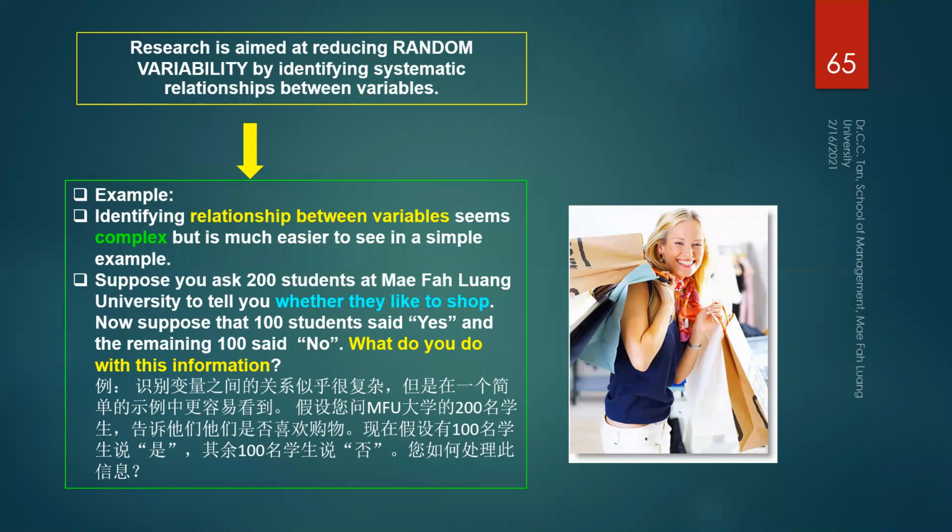So research is aimed at reducing the random variability by identifying a systematic structure. Not only the relationship, and I did not mention it here, but I have already explained it many times: it's not only identifying the systematic relationship, it must be able to tell the story. If you are able to tell the story, it means you have a good grip and understanding of the theories, and you are capable of explaining why this variable is so important. Not only telling the relationship.